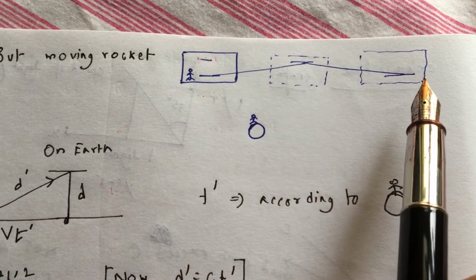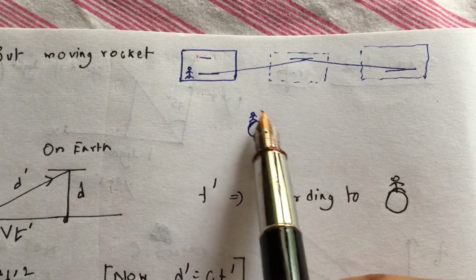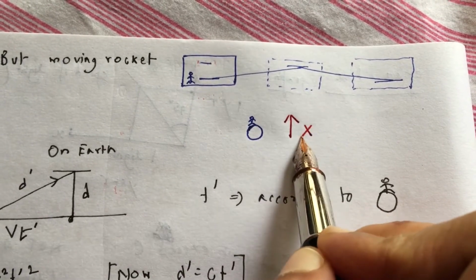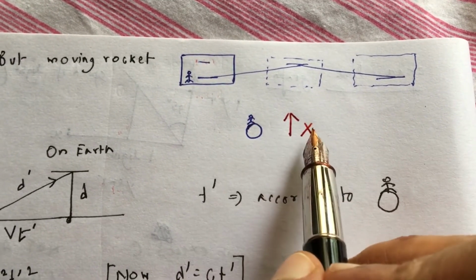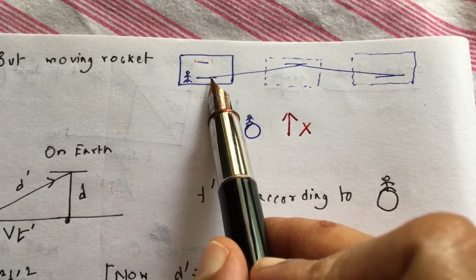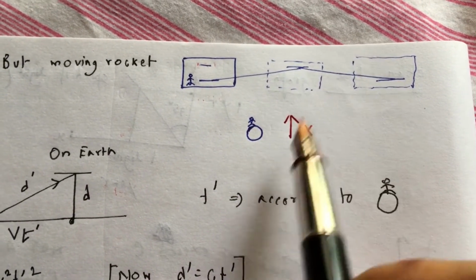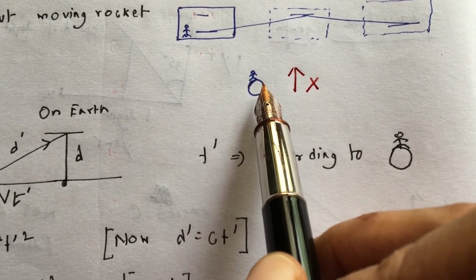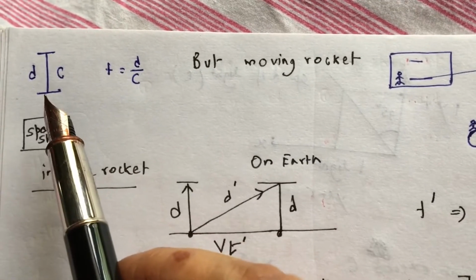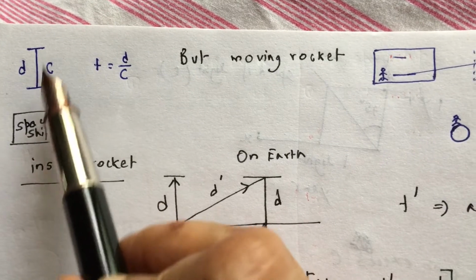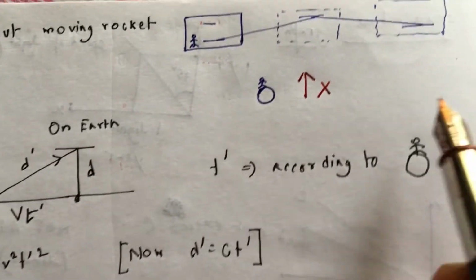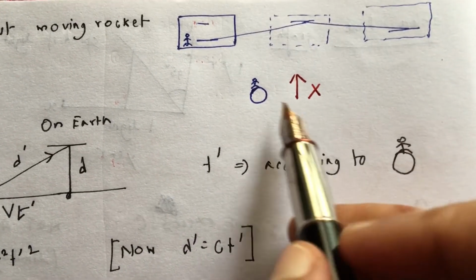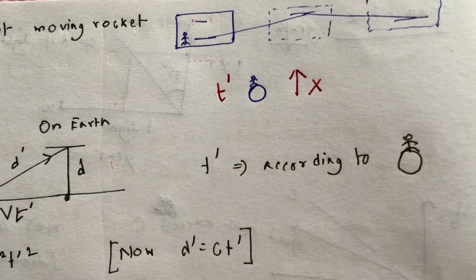As the spaceship is moving, he cannot perceive the upward and downward, that is the vertical motion of light cannot be perceived by the observer on earth. He or she will see the light is moving like this, first this and this. So the time calculated or measured by this observer is obviously greater than this time, because here it is moving vertically upward and downward, but here it is taking a little bit longer path, hence a little bit longer time. Suppose the time calculated by him or her is t prime.